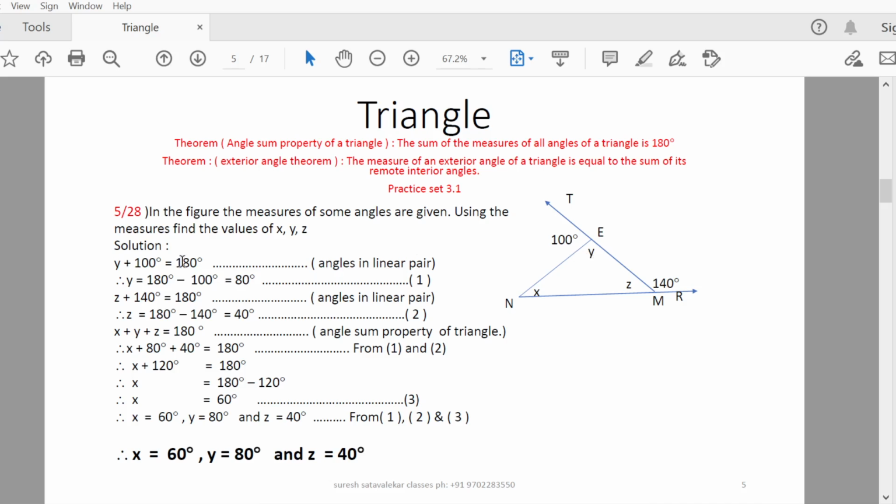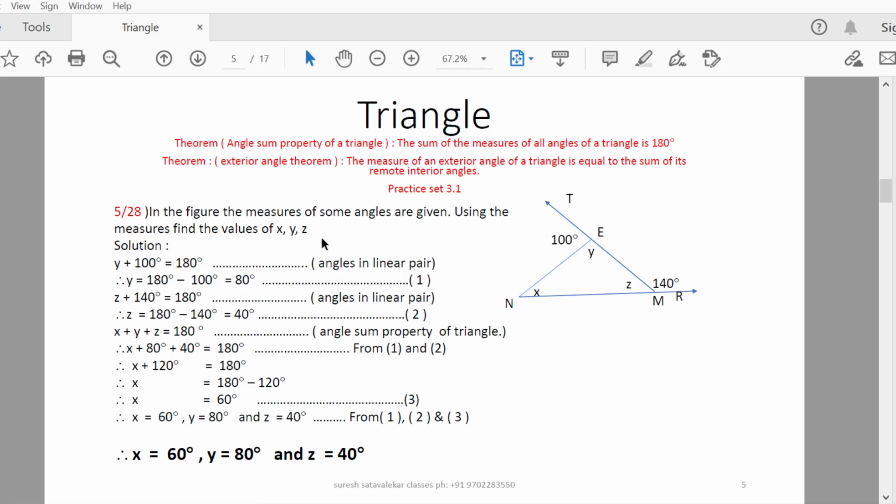Now, this is an equation involving the variable y. We want to get the value of y. So, this 100 degrees we don't want on this side. Let us subtract 100 from both sides. When 100 is subtracted, this will vanish. Only y will remain. And on the right hand side, 180 minus 100, that is 80. Therefore, y is equal to 80. This is our result number 1.